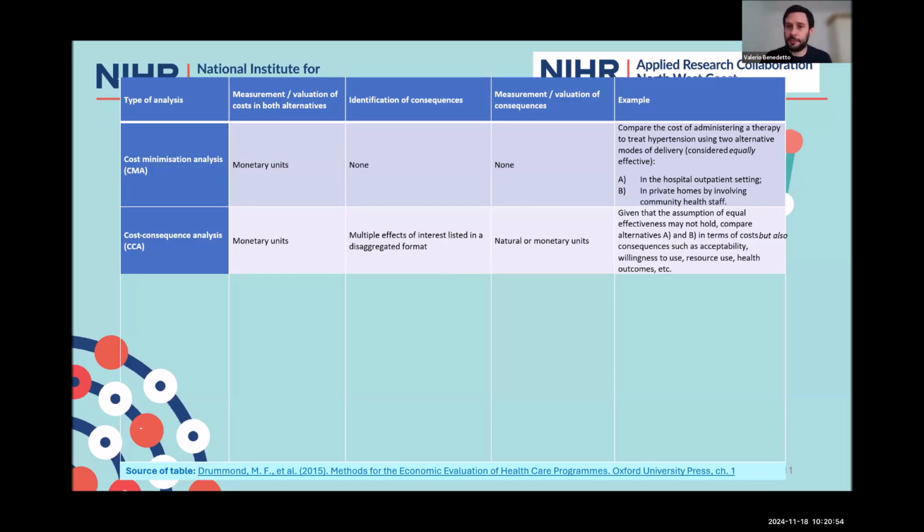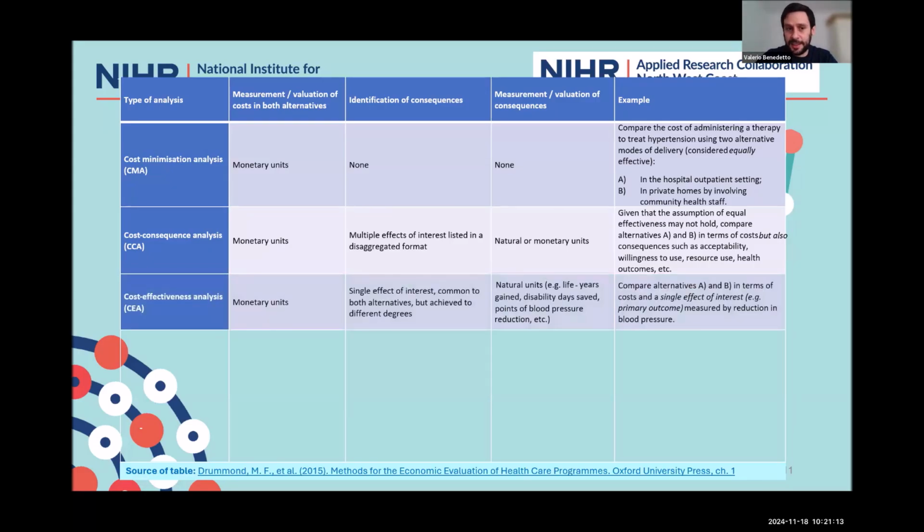And then it's up to the decision maker to understand the relative importance of these outcomes. So they might think that willingness to use is more important than resource use. Okay, health outcomes are more important than willingness to use, and so on. So we just list all the outcomes separately.